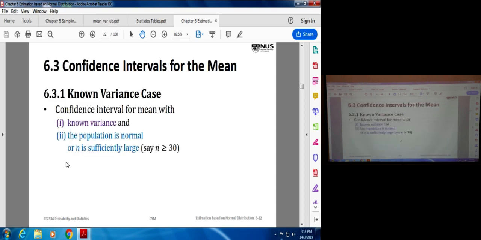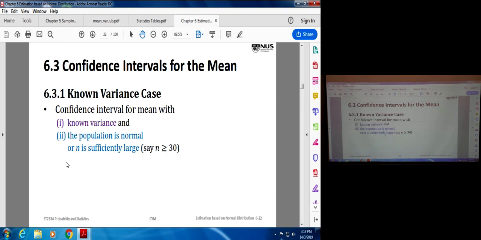So let's have a look at how we can actually do this. I'll just look at one example. I was going to look at two, but I think I will run out of time. So we have the following case: a random sample, a selection of IID samples, where we know the variance, so you have to suspend your disbelief, and the population is normal, or n is sufficiently large, at least 30.